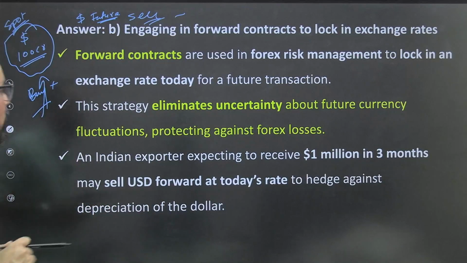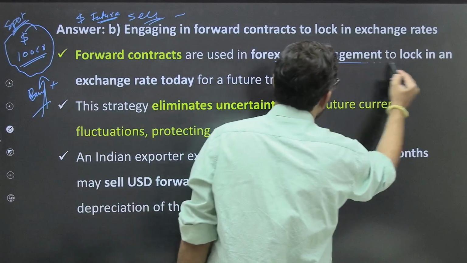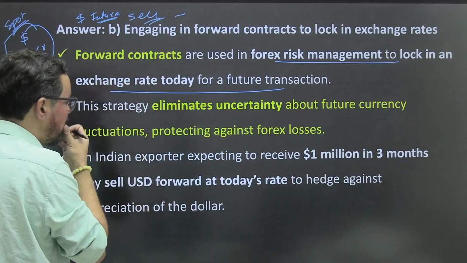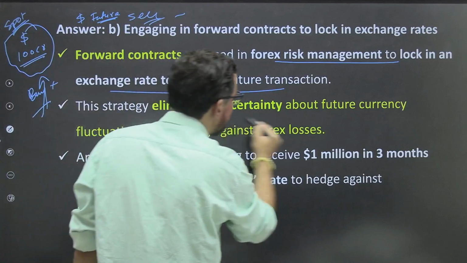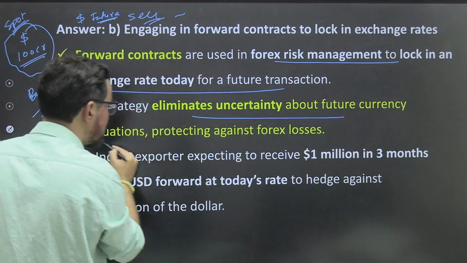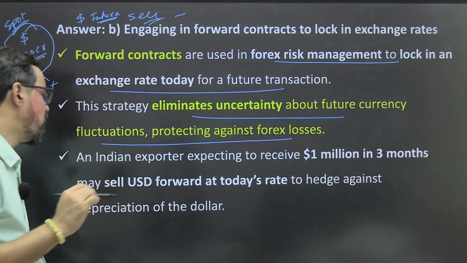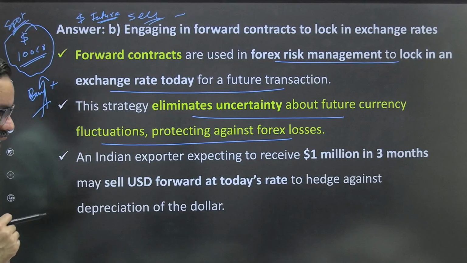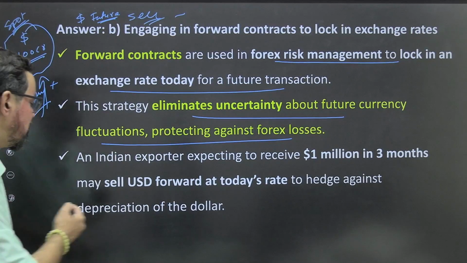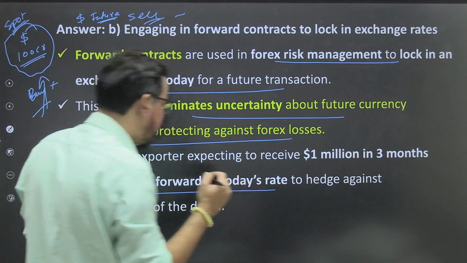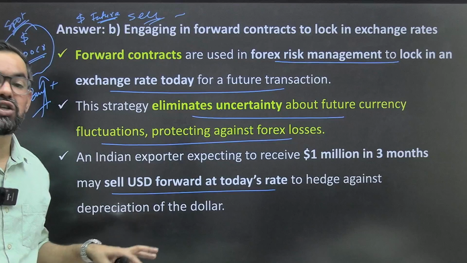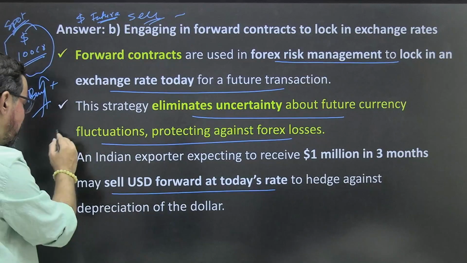Okay? So forward contracts are used in forex risk management to lock in the exchange rate today for a future transaction. This strategy eliminates uncertainty about future currency fluctuations, protecting against forex losses. An Indian exporter expecting to receive 1 million US dollars in 3 months may sell forward at today's rate to hedge against depreciation of the dollar itself. Like, they have given one example also.